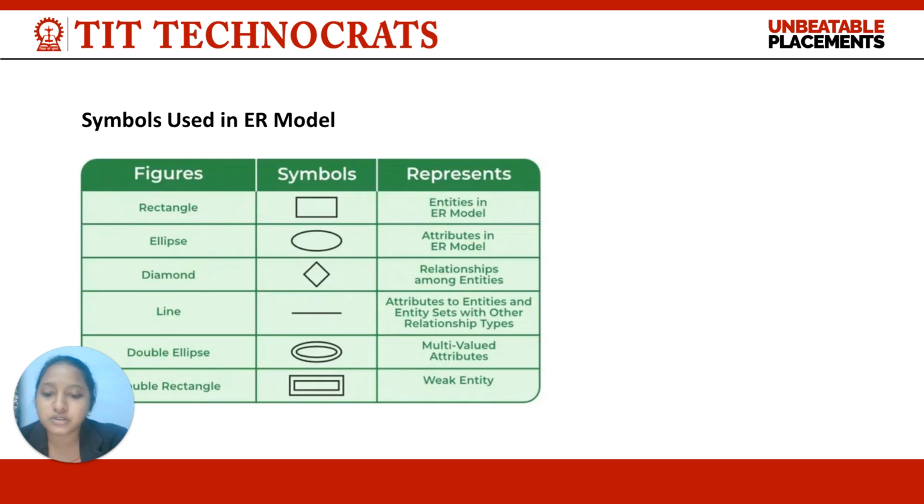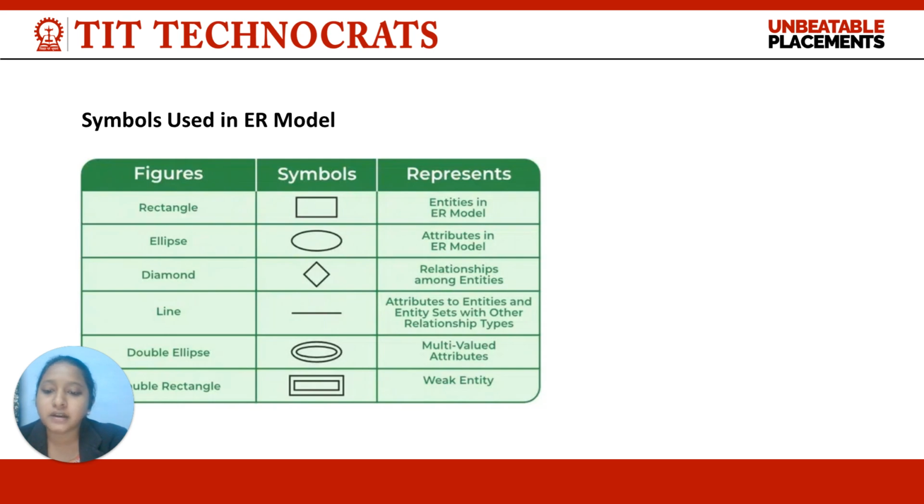Then comes the diamond shape. These represent relationships between entities. For instance, a diamond labeled enrolls might connect the student and the course entities. The line connects attributes to entities and entities to relationships, showing how everything is linked in the diagram.